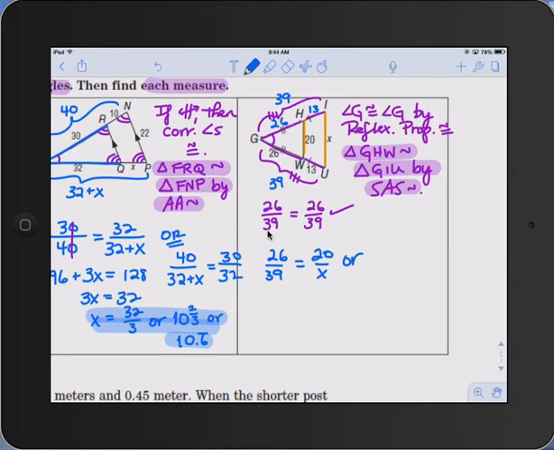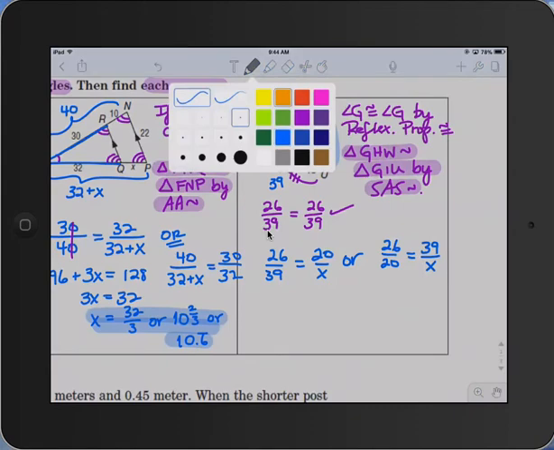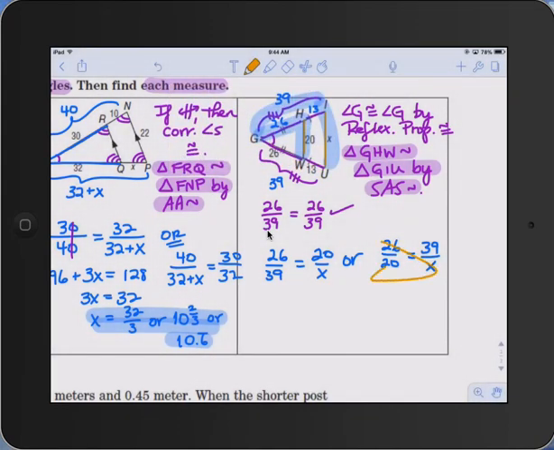Now you could also do another option, which would be to stay inside of one triangle. So you could do, for example, 26 to 20 and then 39 to X. Now notice that when you cross multiply here, you get the same thing. You get 26x equals 39 times 20 as you would on this one. So they're equivalent proportions as we talked about yesterday.